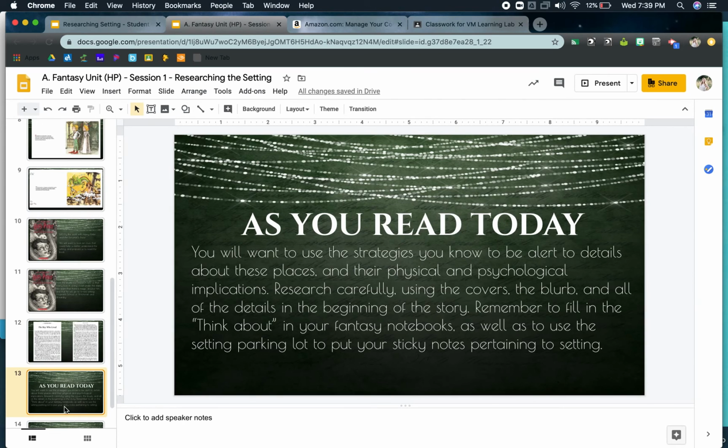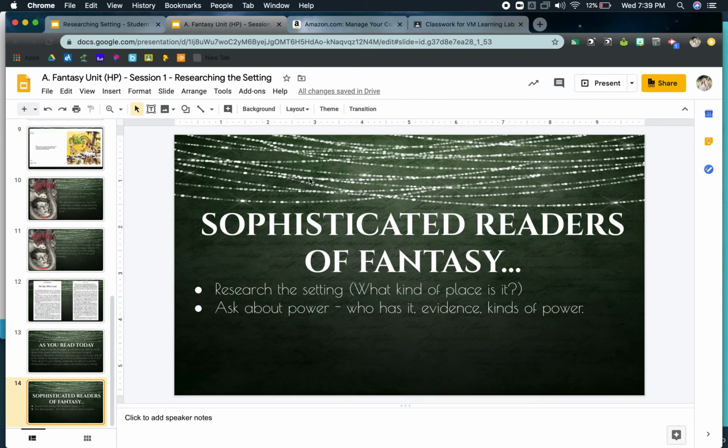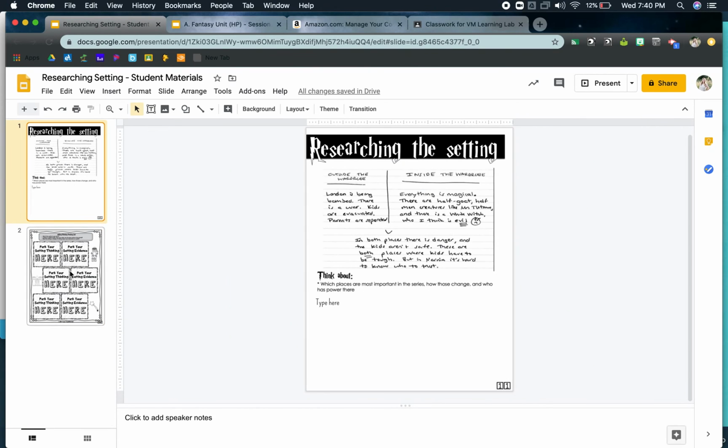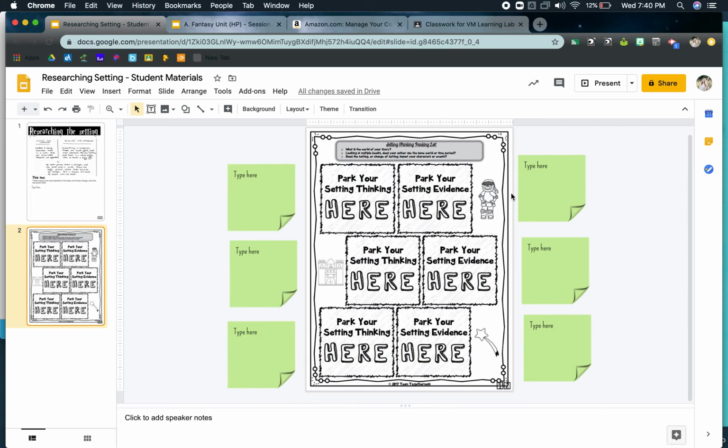Again, guys, after you finish this mini lesson, you are going to be sophisticated readers that research the setting and also think about power. Who has the power? And what kinds of power are there in your story? And then you will be filling in slide 1 and slide 2. You do not need to do all 6 sticky notes, but you need to do as many as you can in terms of setting and power. If you have any questions, please email me.